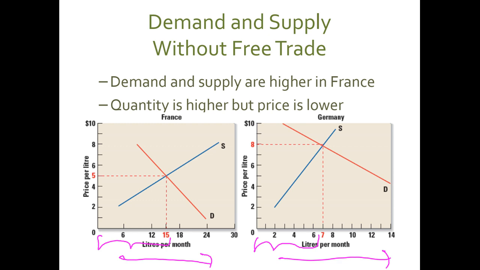Now what is happening in these two countries, and there's only one product. Let's say this is, you have to read the textbook, either beer or wine.